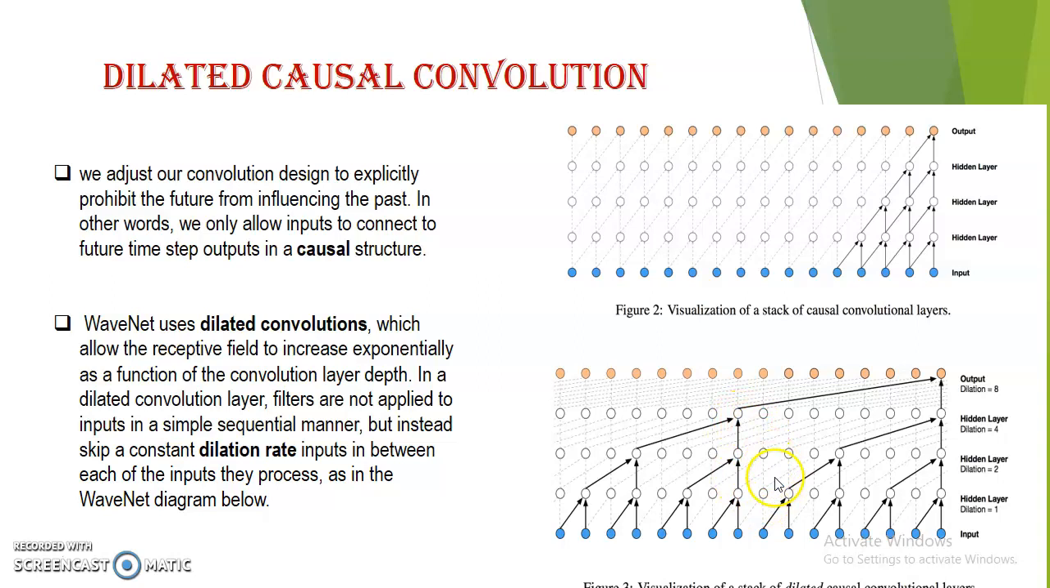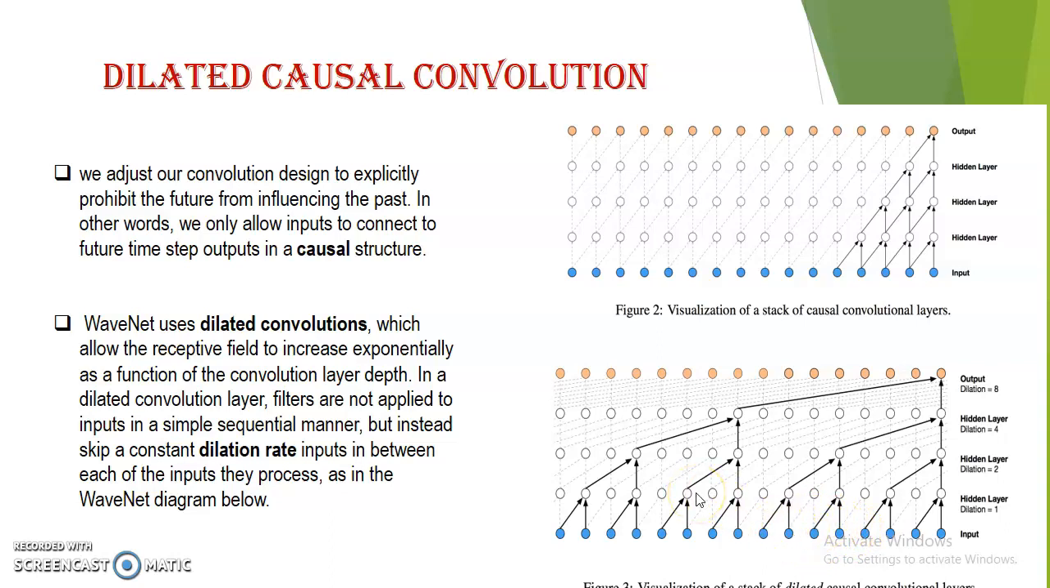So in that way, if you see here the blue dots, we are able to capture a long-term dependency, even more than your LSTM. Even LSTM has a limit in capturing long-term dependency, but this WaveNet is able to capture longer dependencies than the LSTM or RNN.